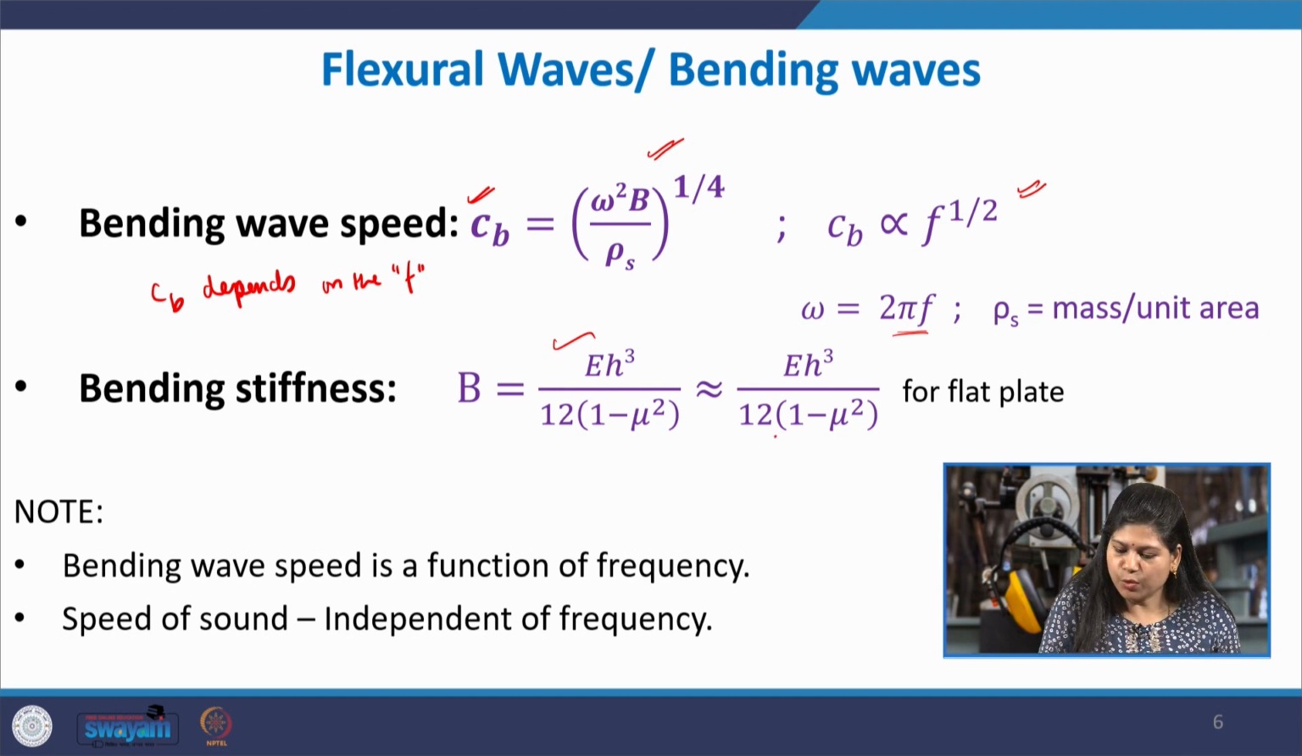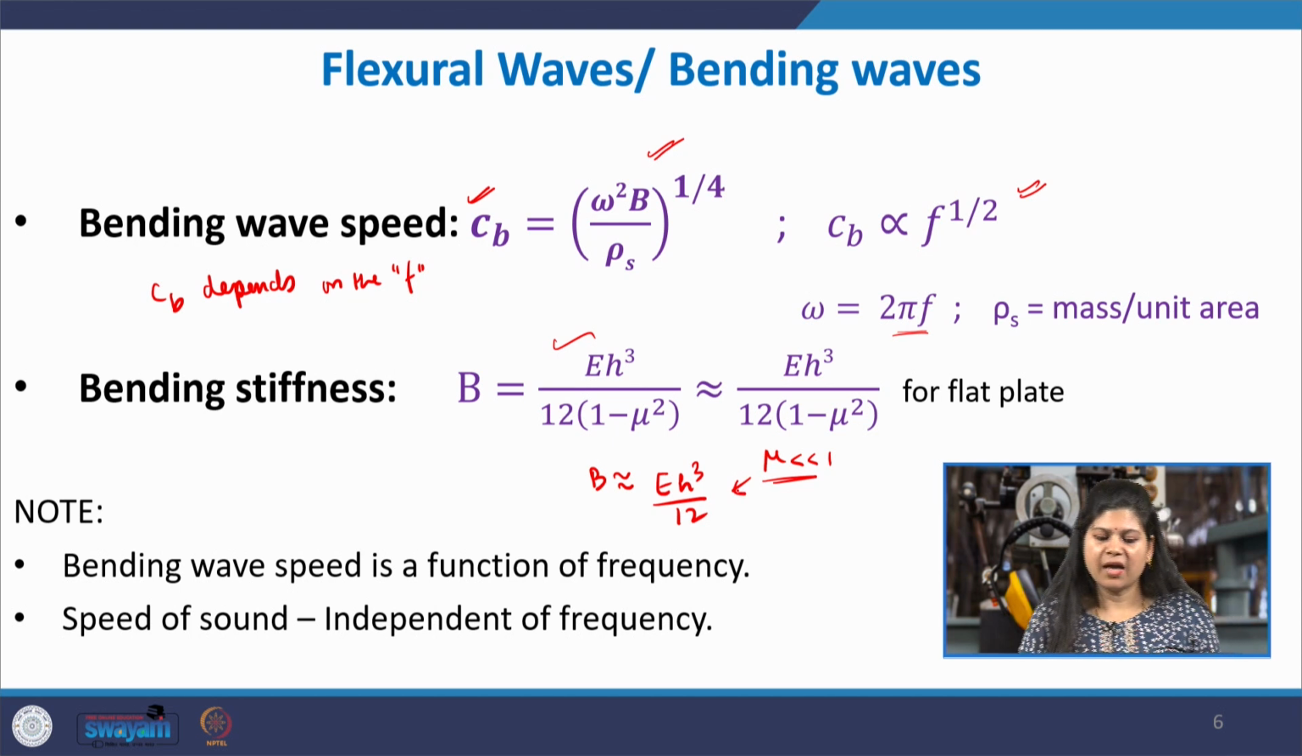Suppose mu is very small, then this B would be approximately E h cube by 12 when mu is very small. Otherwise, this is the full equation for the bending stiffness of the plate, and rho s is the mass per unit area of that plate.